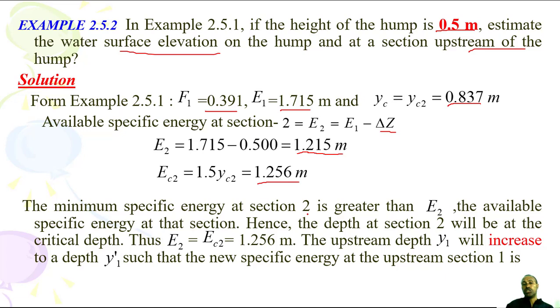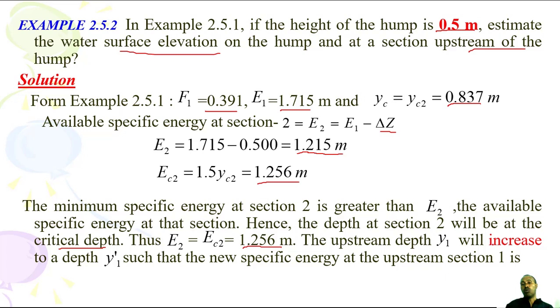The minimum specific energy at section 2 is greater than E2. 1.256 is larger than 1.215. So the available specific energy at that section means the depth at section 2 will be at critical depth. At critical depth, E2 will be Ec2.